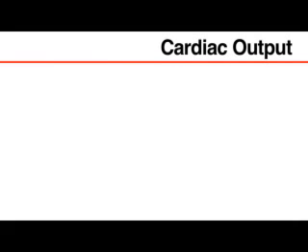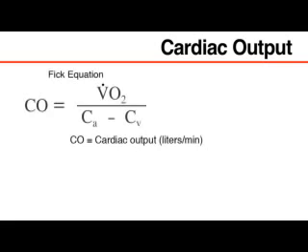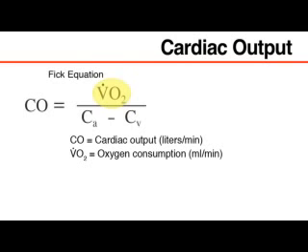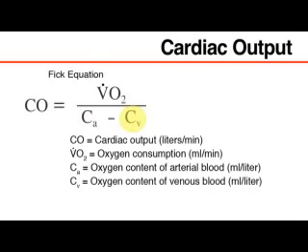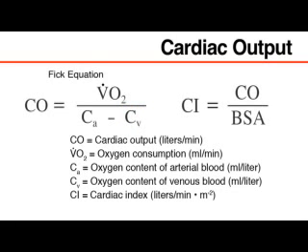You can calculate several additional values using the data obtained from the catheter. The cardiac output can be calculated with the Fick equation, shown here. The variables involved in these calculations include VO2, or oxygen consumption, Ca, the oxygen content of arterial blood, and Cv, the oxygen content of venous blood. The cardiac index is equal to the cardiac output divided by the body surface area, or BSA. For details about how to perform these calculations, see the supplementary appendix that accompanies this video, available at nejm.org.